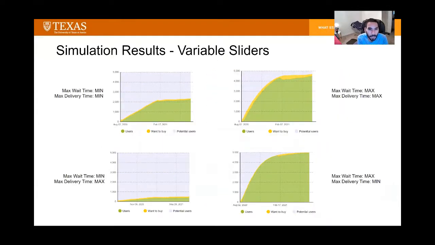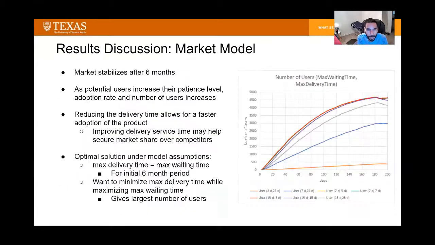These images show results for different sensitivity scenarios run with the same model. As more sensitivities are run while shifting the values for some of the parameters, the following conclusions are drawn. For all cases, the market seems to stabilize after 6 months. As potential users increase their patience level, the adoption rate and the number of users increase. But knowing this parameter requires feedback from potential users.